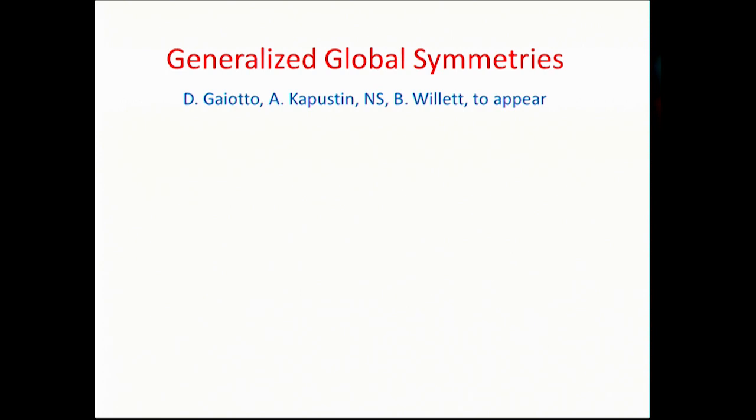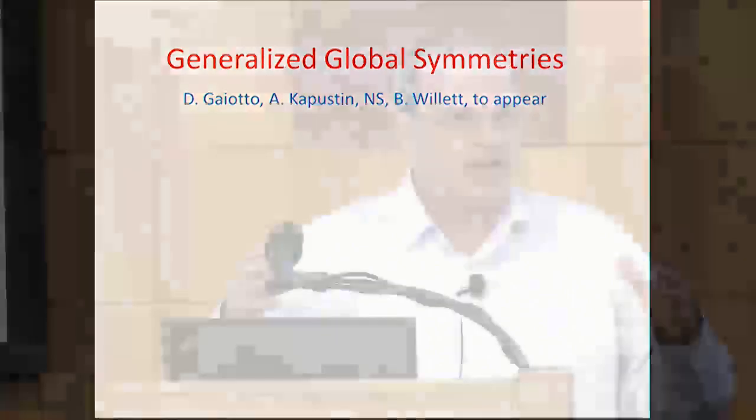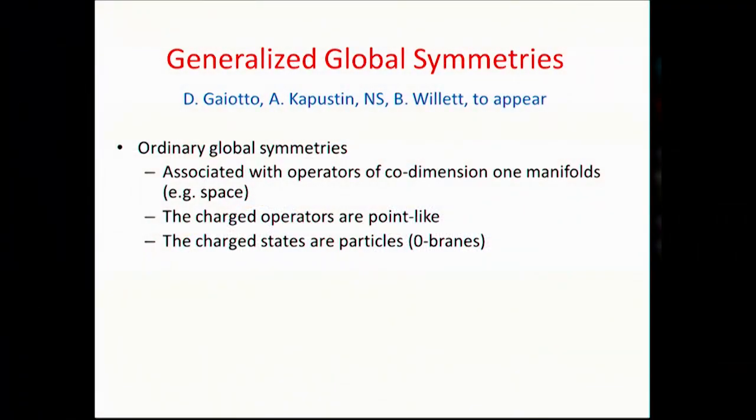And the first thing you do when you want to organize some structure in quantum field theory is to use symmetries. So we are going to think of symmetries in the language of these operators. We are going to think of this whole collection of operators and see how we can organize them using symmetries. So what do we do with ordinary global symmetries? They are associated with operators on a codimension one manifold. I don't need a Lagrangian for that.